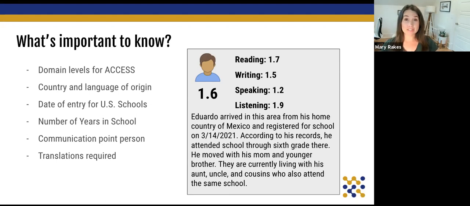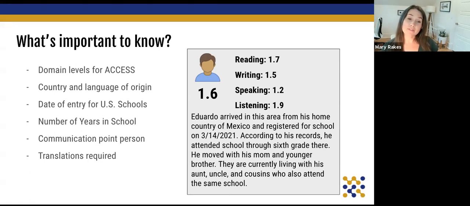We want to know how many years this child has been in school. So according to Eduardo's records, he attended school through the 6th grade in Mexico. And so he's in the appropriate grade when he attended here.